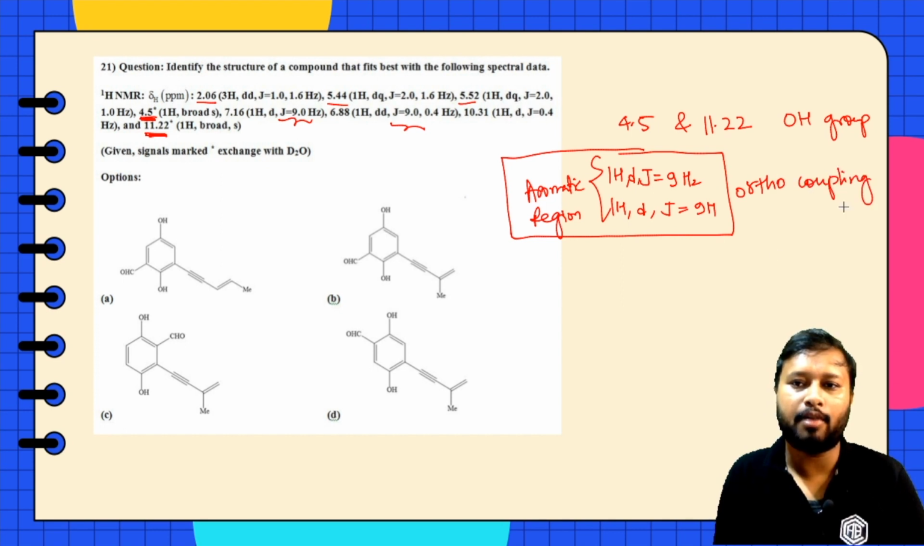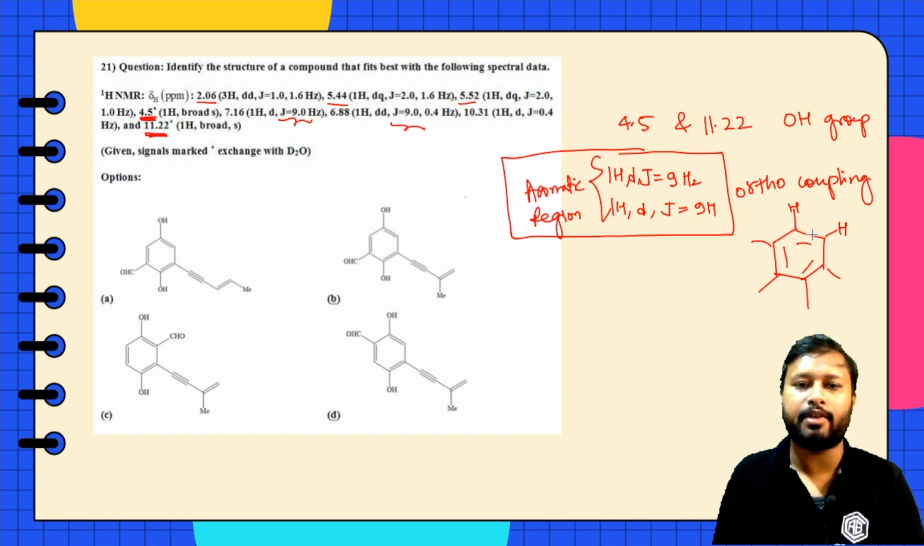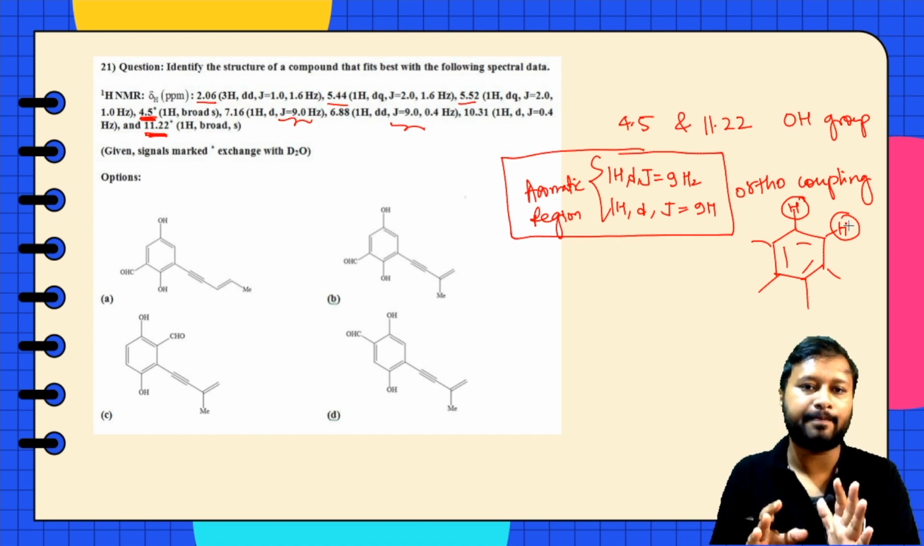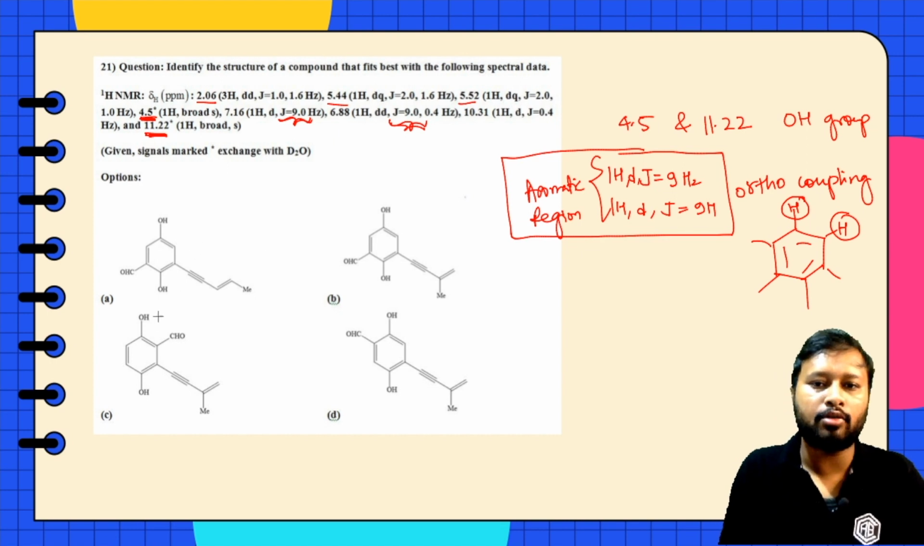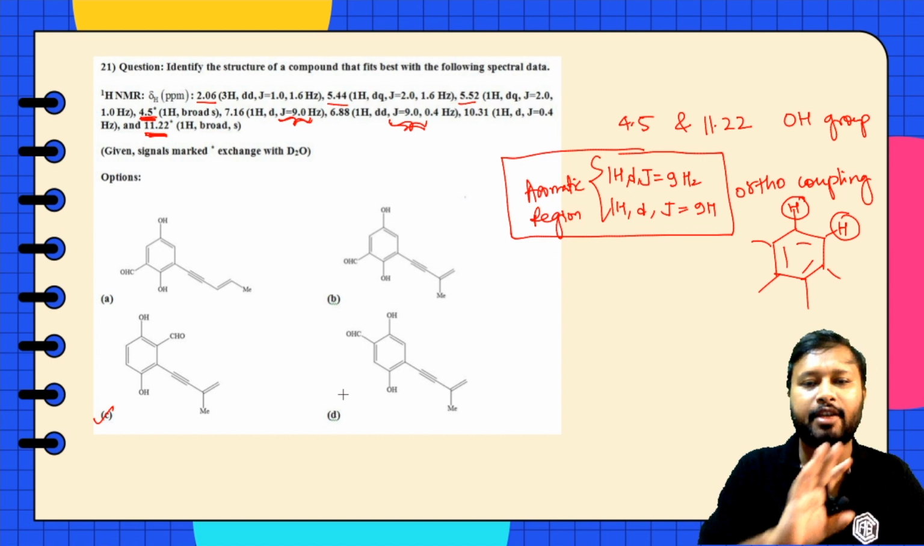Ortho coupling means that two hydrogens are going to be adjacent like this, and on all the others you will have different substituents. It doesn't matter, but these two hydrogens should be at the ortho position. Then only are you going to get that, which I have just highlighted. These are the two which are going to tell you that. Now if you look at the options, ortho coupling is only possible in option number C. Any other option does not have ortho coupling, and that clearly makes option number C correct.